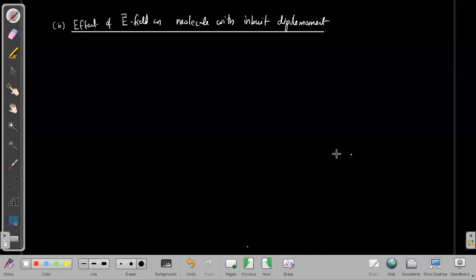So welcome back to discussion on electrostatics in matter. This is our lecture 2, and today we'll start with the effect of electric field on molecule with inbuilt dipole moment. So what are the things that we have discussed till now is we can just revise.